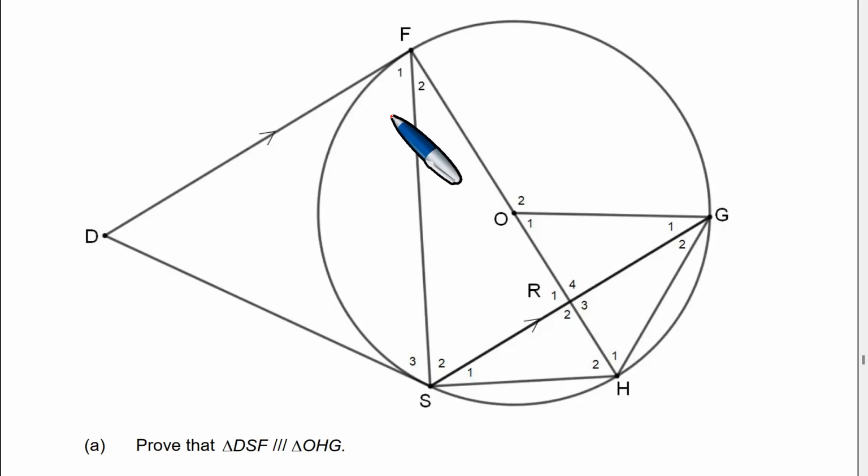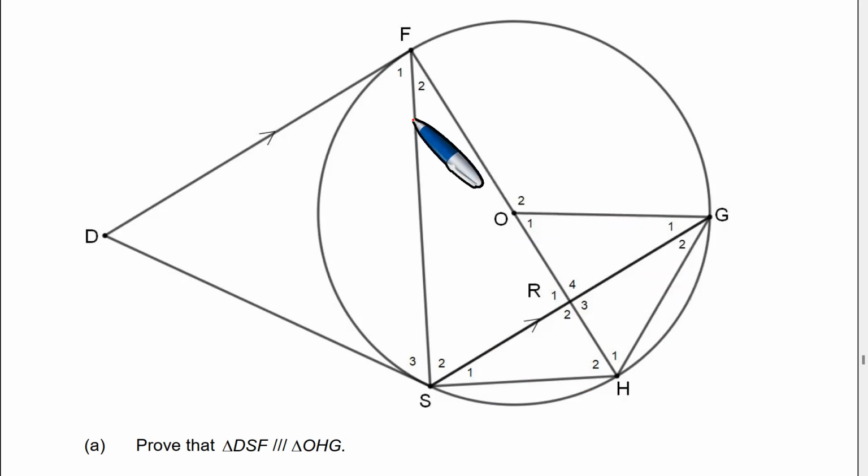What do we prove? Angle F1 equals angle S2. We need to prove that it is, so you need to get an angle in OHG, and then you can relate. But I'm going to start as follows to prove this one.